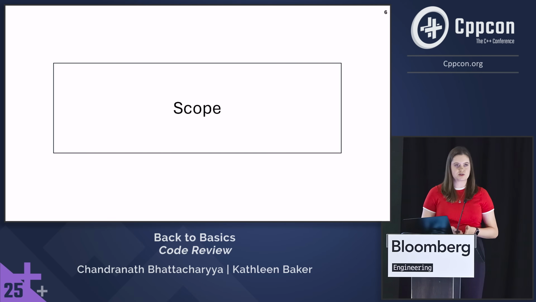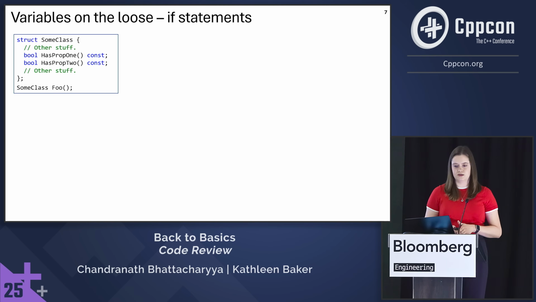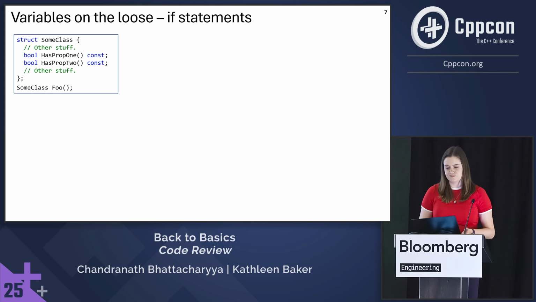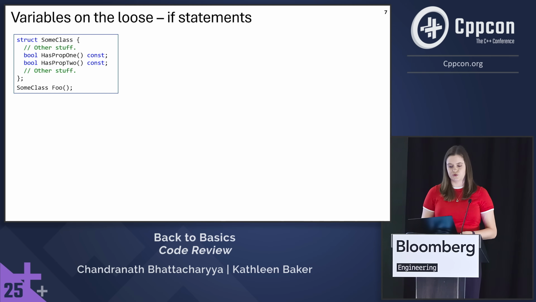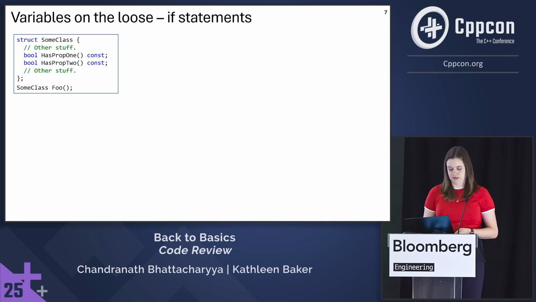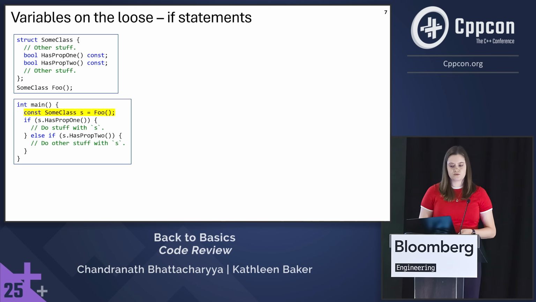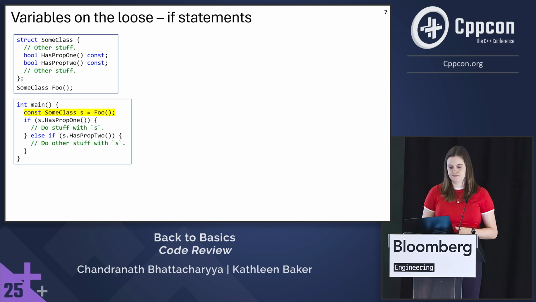So the first topic, scope. Variables on the loose. What does this mean? We have a struct SomeClass, and it has two member functions and a function foo that returns SomeClass. Before this if statement, we're creating an instance of SomeClass. It's not used outside of the if statement.